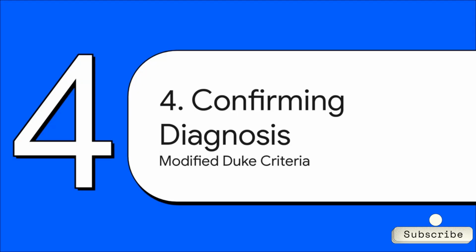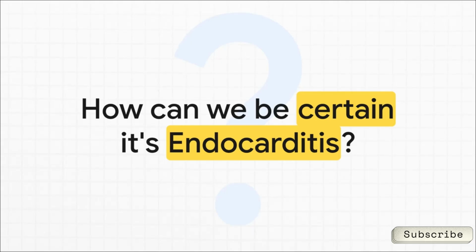Look, having a hunch is great, but in medicine, and especially for your exams, you need to prove it. And for infective endocarditis, that means you have to know the gold standard inside and out, the modified Duke criteria. So, right, how do we go from "I think it might be endocarditis" to "I am certain it's endocarditis"? We need a system, a clear set of rules. And that's exactly what the modified Duke criteria gives us.